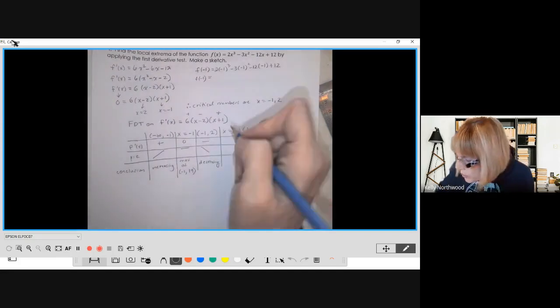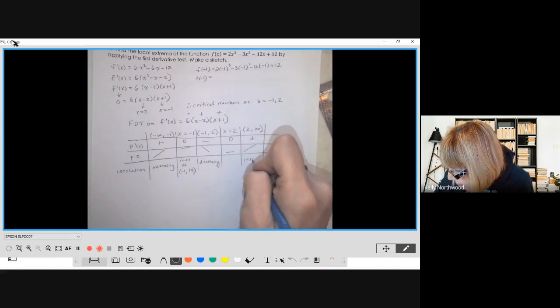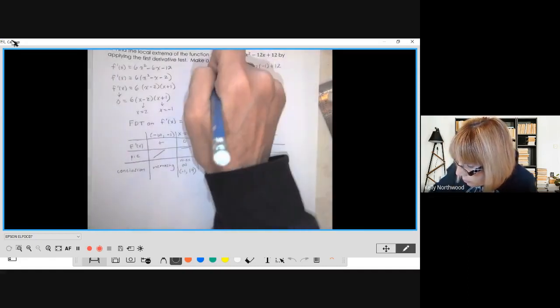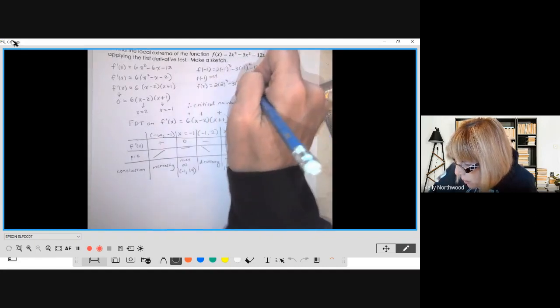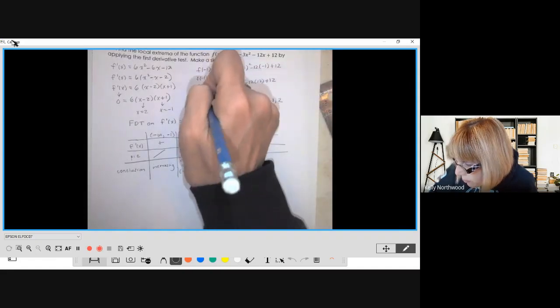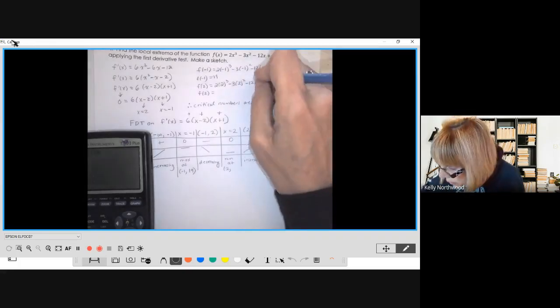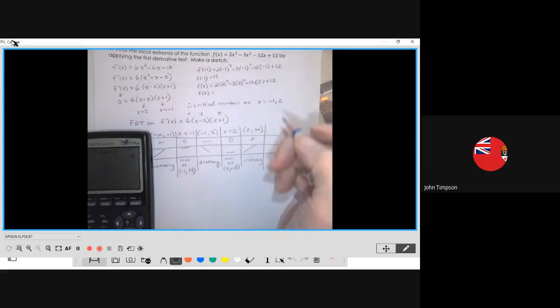And then x equals 2, 2 to infinity. So like a number like 3 makes them all positive. So we're increasing, which means we have a min at 2, f at 2, 2 times 2 cubed, minus 3 times 2 squared, minus 12 times 2 plus 12. I accidentally wrote that as a 12. Minus 24 plus 12. -8. That's what I got. Excellent.